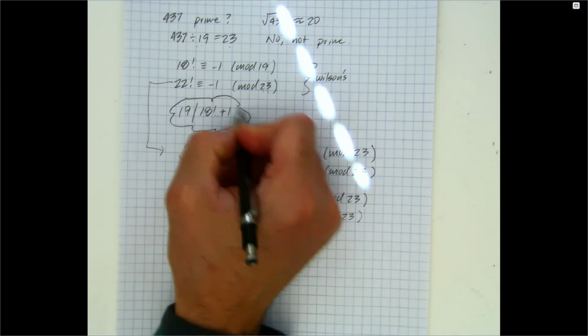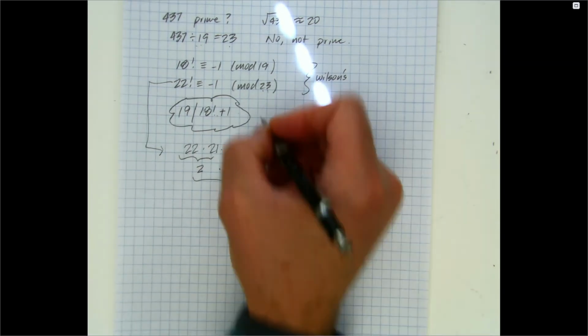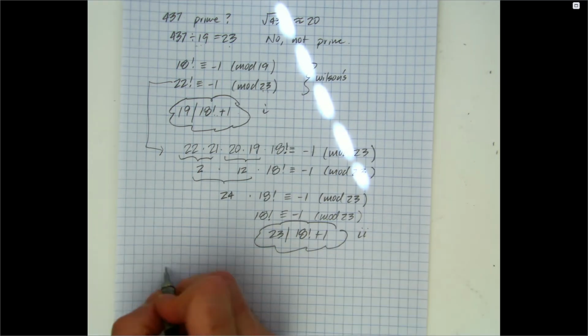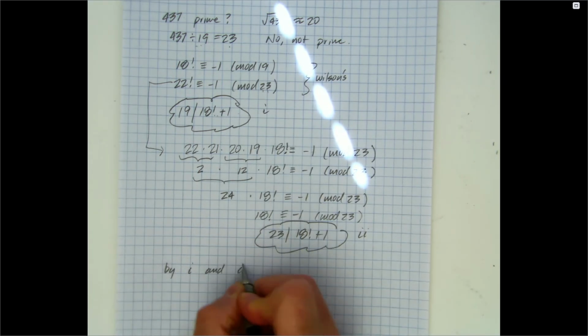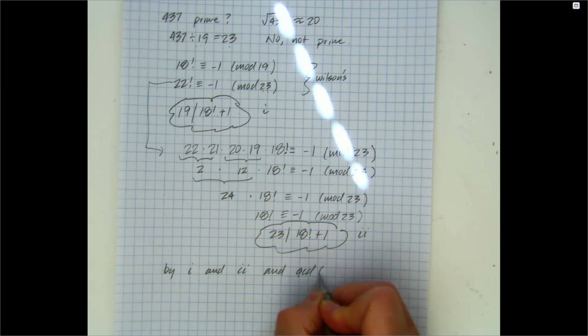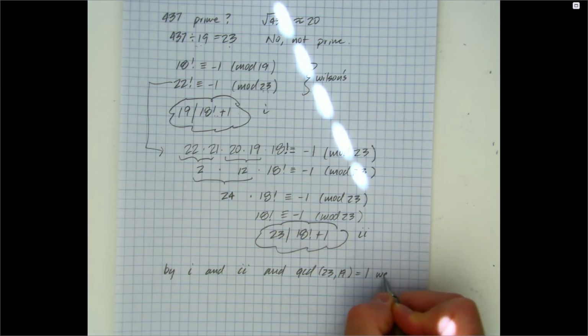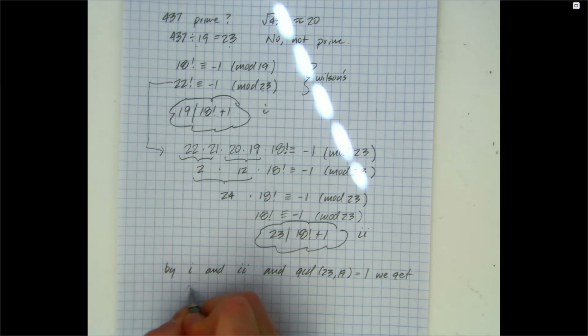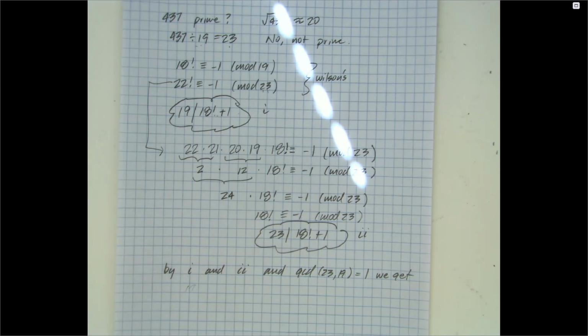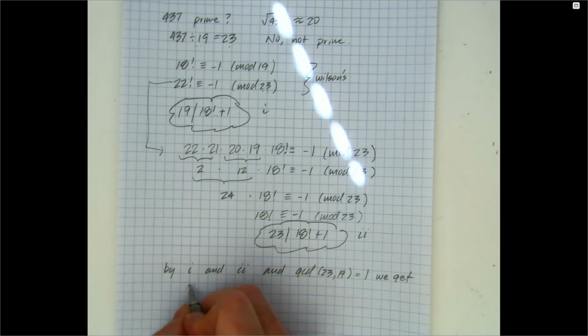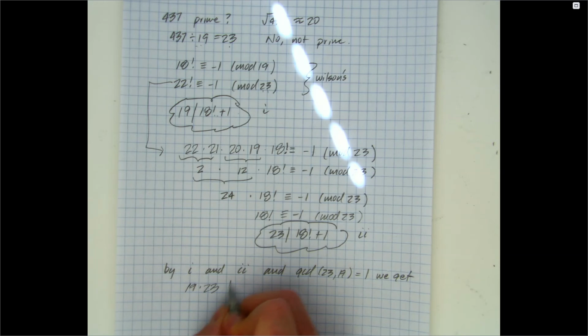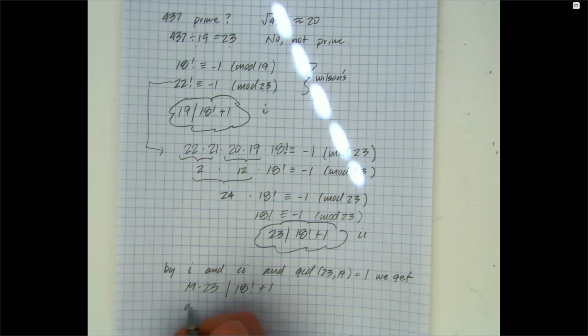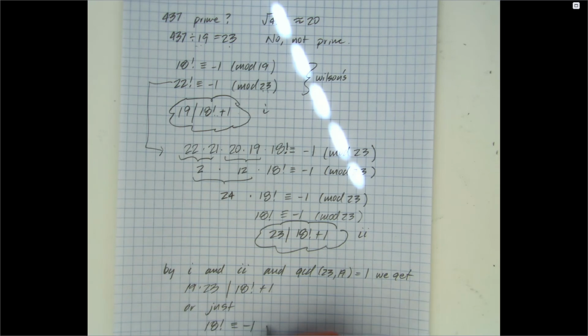So I have the two pieces I need, this one up here and this one up here. I'll just call this 1 and this one 2. So by 1 and 2, and GCD of 23 and 19 equal to 1, we get that the product 19 times 23 must also divide 18 factorial plus 1, or just that 18 factorial must be congruent to negative 1 mod 19 times 23, which is 437.